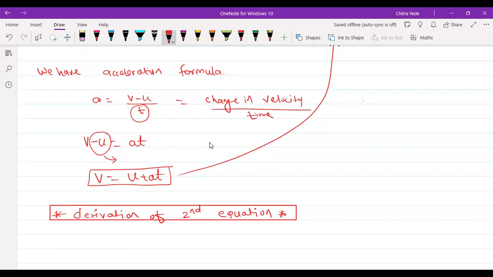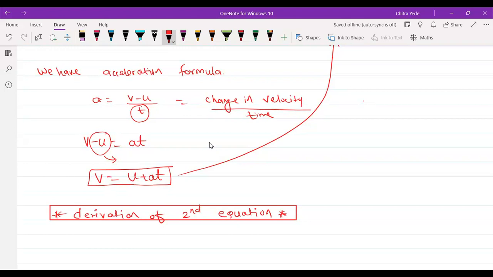We are going to understand. See, this is the first equation of motion: V equals to U plus A T. Am I audible? Yes, sir. This is the first equation of motion. Now we're going to discuss the second equation of motion. How to derive that?